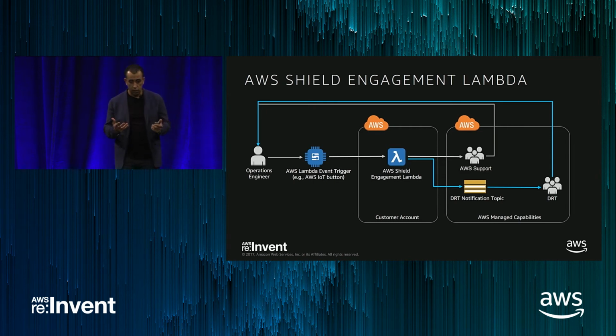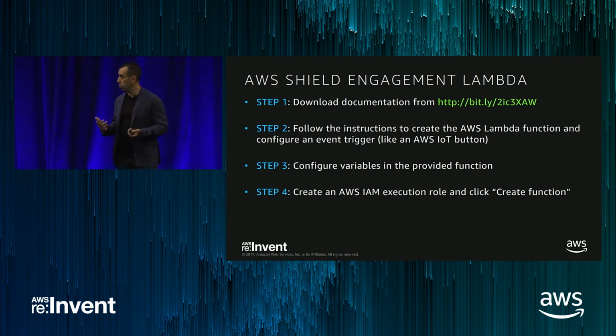So how does this work, or what do I do, or how do I sign up? So it's very simple. There are a couple of steps. You download the documentation from this URL here, and it's just a couple of pages, very, very short documentation. You follow the instructions to create an AWS Lambda function. And just to be clear, you're not writing the code for Lambda. It's already done for you. All you have to do is copy and paste the code. So you create the function in your account, and you copy paste the code.